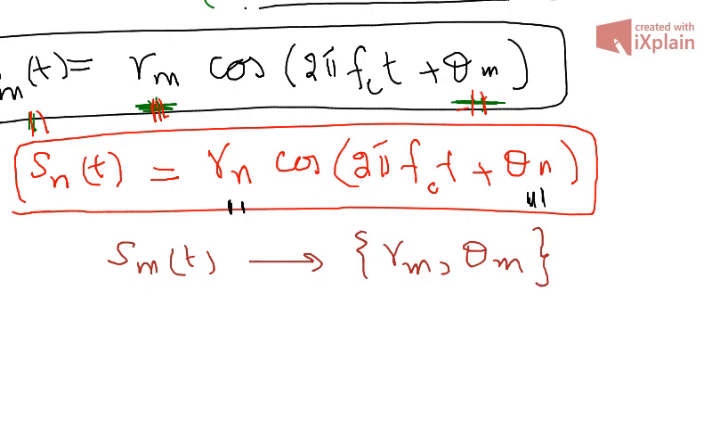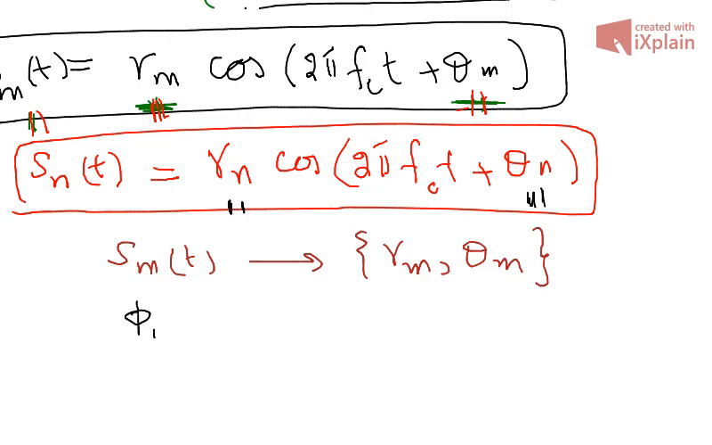Okay, we move forward. Now we said that with this Sm of t, we would be interested in representing our waveform in terms of phi 1 and phi 2. And you are familiar with phi 1 and phi 2. I'll just repeat it.